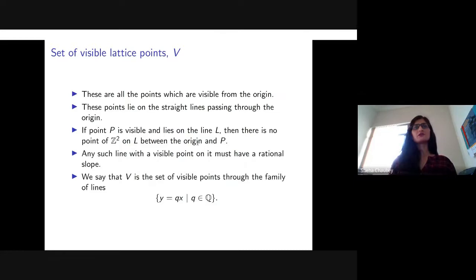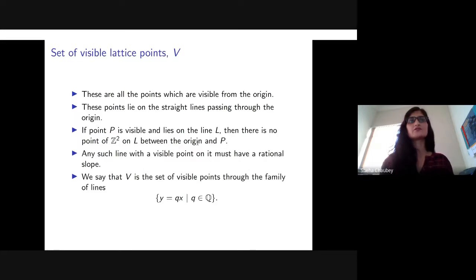So now a brief introduction on what is a visible lattice point. So visible lattice points are all points which are visible from the origin. So that's just the basic definition. So a point is a visible lattice point if it is visible from the origin, and hence the name visible lattice point. Now geometrically these points lie on the straight lines passing through the origin, right?